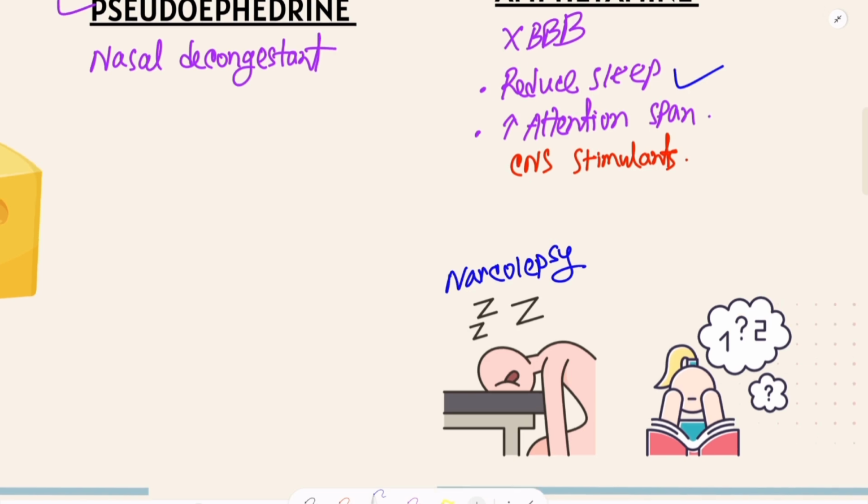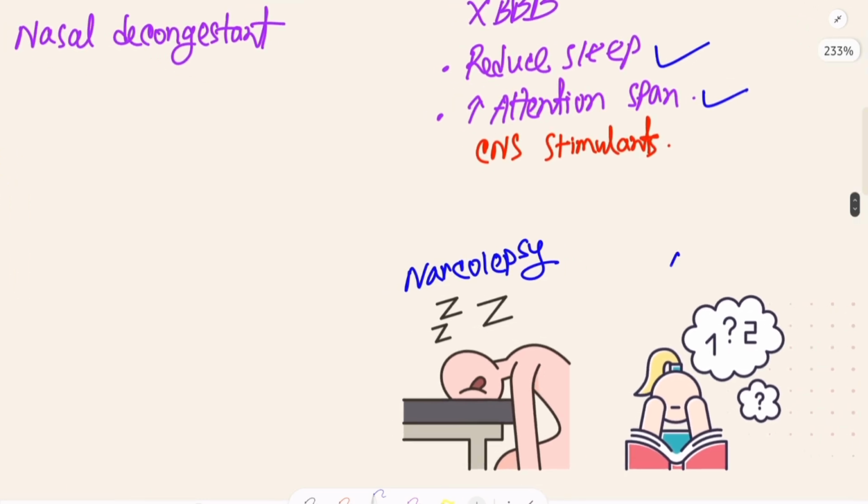Now, the second action of increasing attention span is utilized in a condition called attention deficit hyperactivity disorder, ADHD. This disorder is commonly seen in children. Attention deficit does not mean that parents are not giving attention. Attention deficit means the child has less attention span. Less attention span means the child is not able to concentrate on anything. When the child is not able to concentrate, the child gets bored easily.